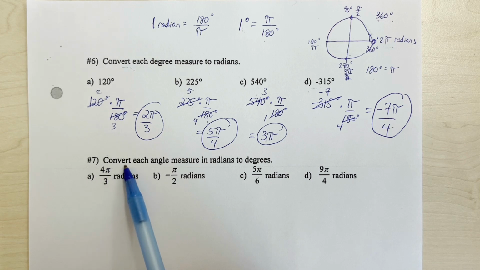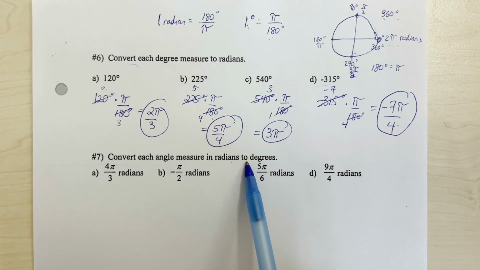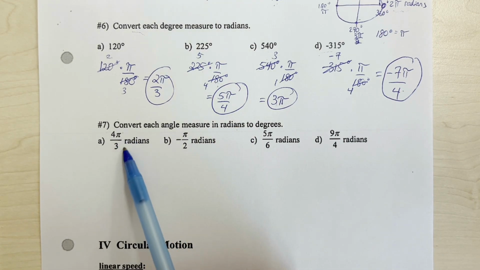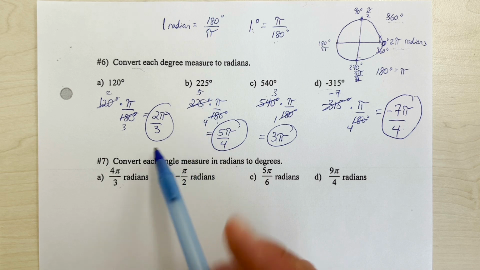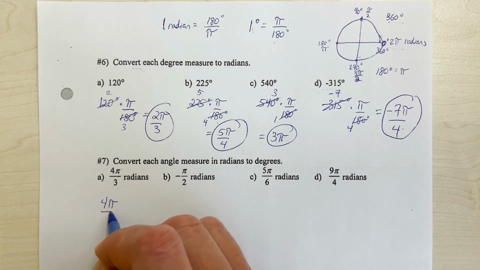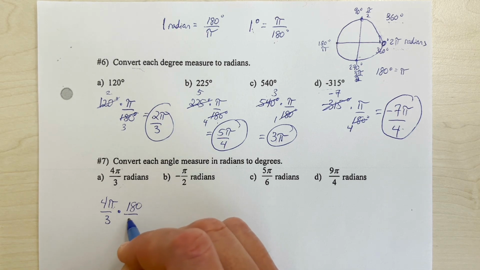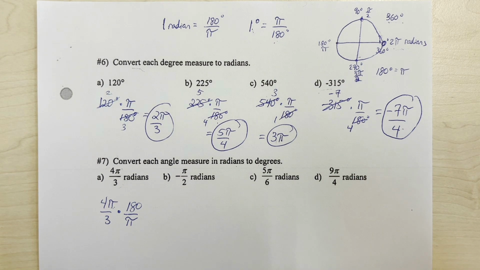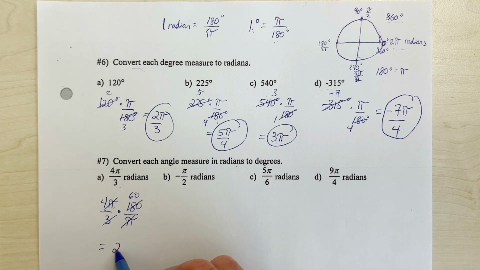All right, and the last one we'll do here, number 7, let's convert the other way. Convert each angle measure in radians back to degrees. If we know the radian measure, and we know that each radian is 180 degrees divided by pi, 4 pi over 3. Now the idea is to eliminate the pi. Well, I can do that if I have pi in my denominator of the fraction. So times 180 over pi. The pi's will reduce. I can also say 180 divided by 3 is 60. And what we get is 4 times 60, 240 degrees.